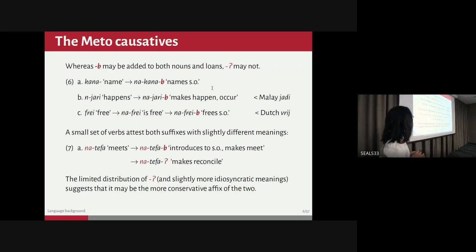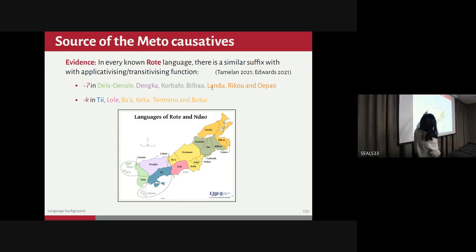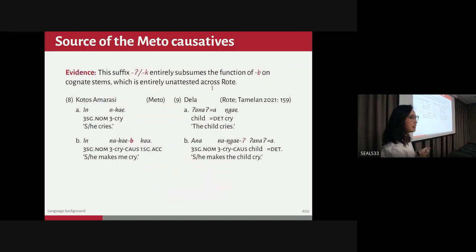So because of this limited distribution and the slightly more idiosyncratic meanings, I think it's pretty safe to say that the glottal stop is more conservative of the two. So we want to figure out where it's from. I'll go through this quickly just because I'm running out of time. I want to spend more time on the analysis. But other evidence that the glottal stop is conservative is that all of the Rote languages attest something that's either glottal stop or a K-N disjunction. I've tried to color in the languages based on where the map is, but it's almost everything. And none of them have a B, right?